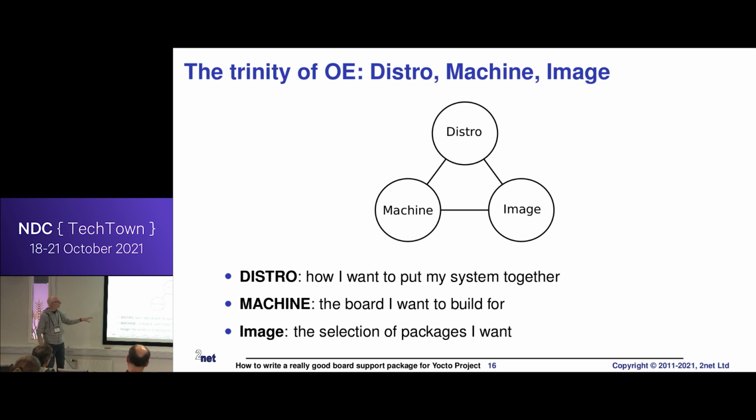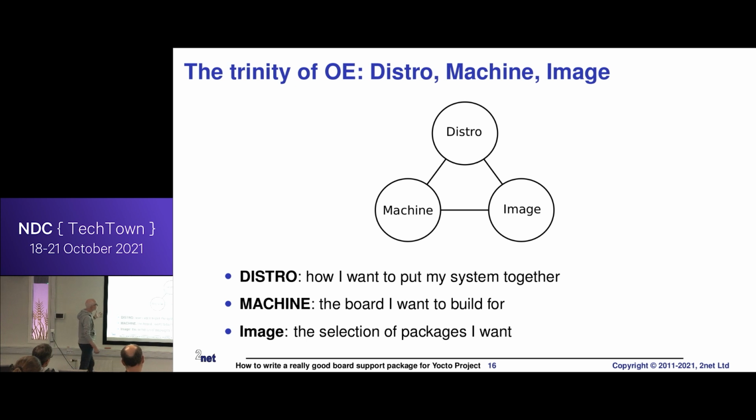Now, the neat thing about this is you can swap any of these things around, and it should, in theory at least, still work. So say I have several boards that I'm producing. They could be different architectures. One could be ARM, one could be x86, one could be RISC-V. Yes, RISC-V is popular these days. So long as you have a board support package for each of those, you can just specify the machine here, leave the distro and the image the same, and you'll get the same thing built for these different architectures.